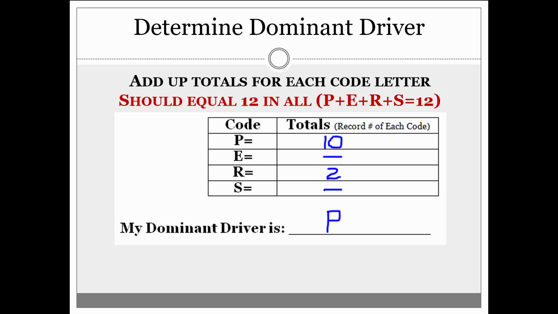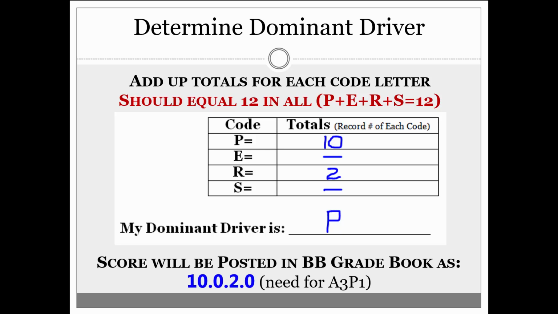Now, what I want you to do is email me through Blackboard your responses, not your answer key. So whatever you got for P, whatever you got for E, for R, and for S. And then what I'll do is I'll post those in the gradebook, and you're going to need those responses for assignment 3, part 1, okay?